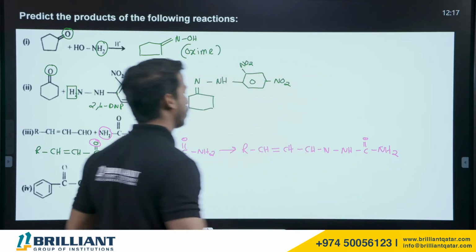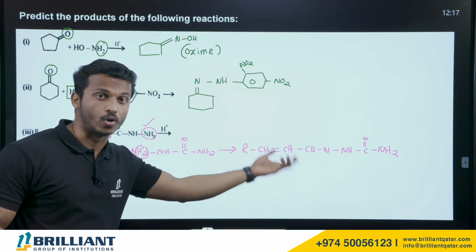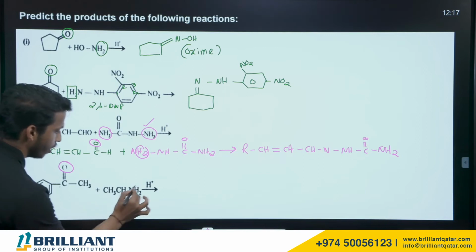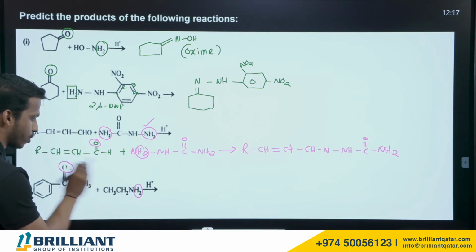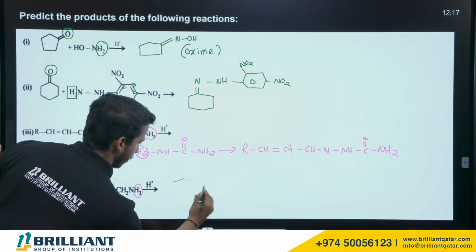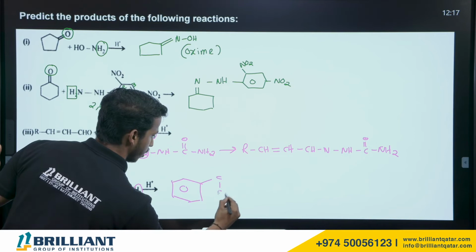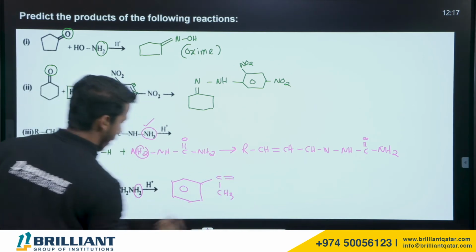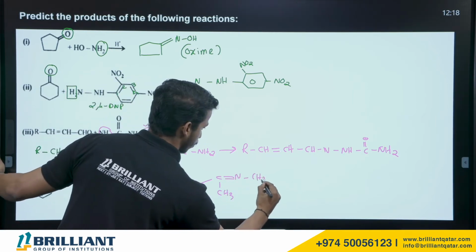When the aldehyde or ketone is treated with semicarbazide, the product is called what? Semicarbazone. What about the last one? Here same thing. Take this oxygen, take this NH2. This is a simple amine. Whatever NH2 group is there, just take the oxygen and NH2 and club them. So benzene. Here we have C, which already contains one CH3 group. Then the double bond is here, right? N, and you have CH2, CH3.